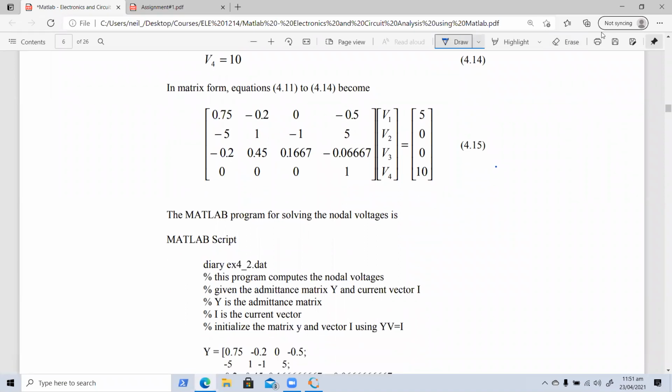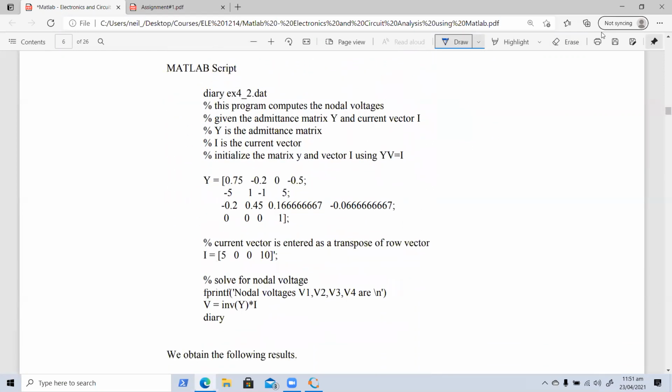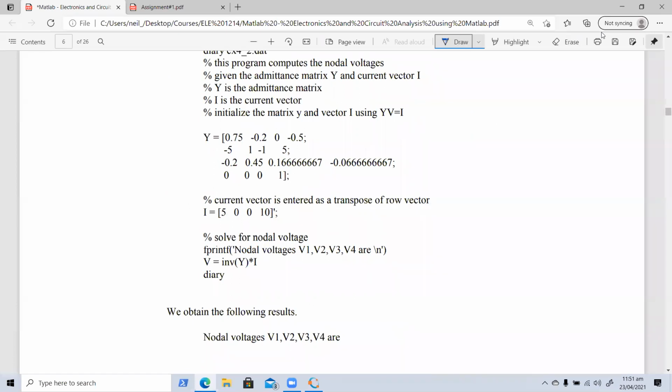Okay, but this makes sense, right? You would definitely prefer to use Matlab to solve this matrix rather than solve 4 equations by hand, right? Should be a resounding yes. Okay. So now, of course, you can make this into a program, right?